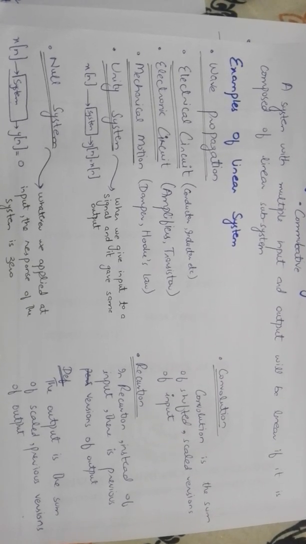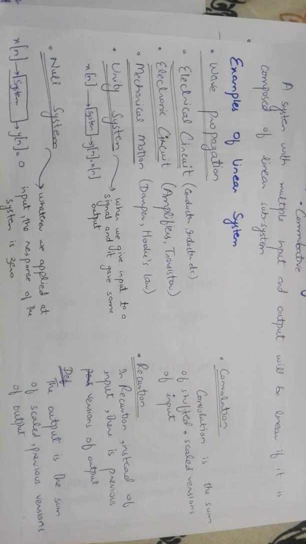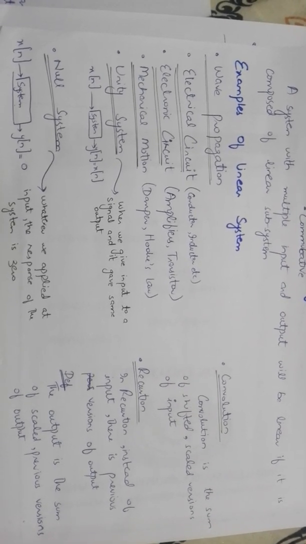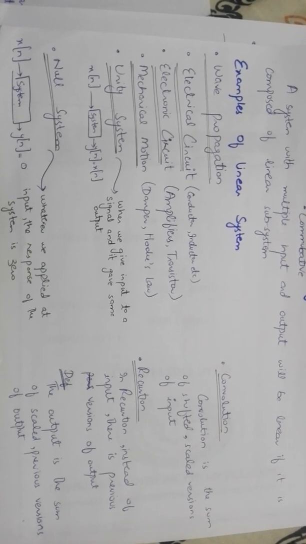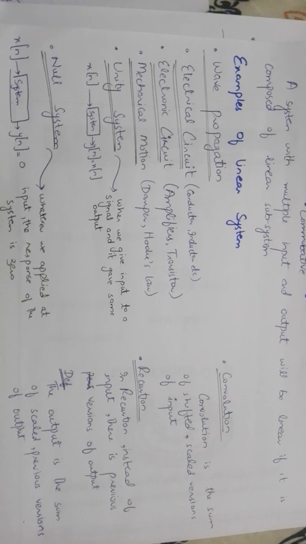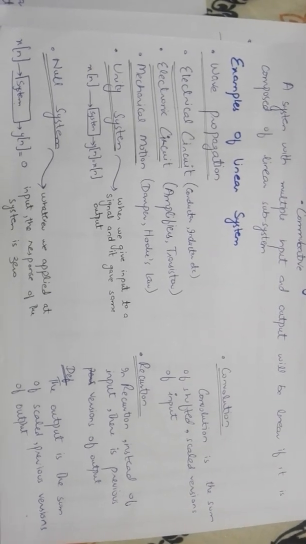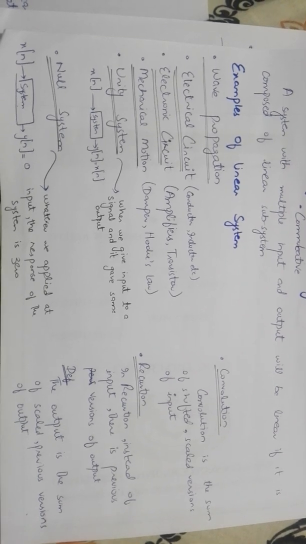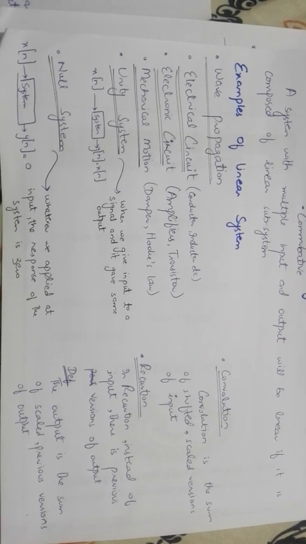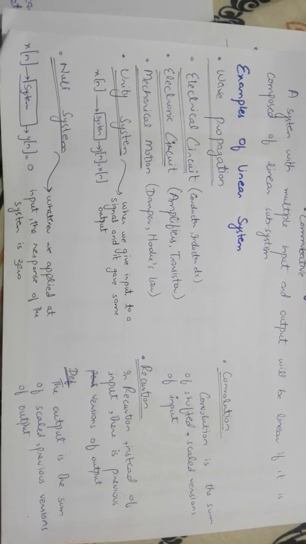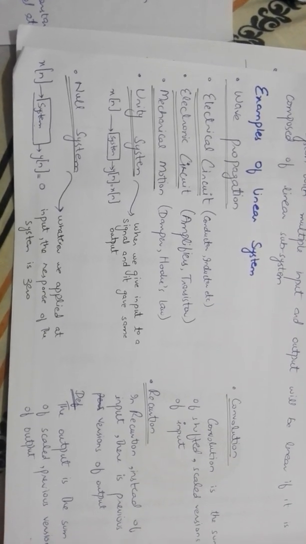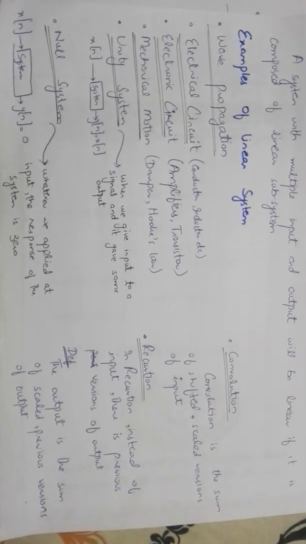When we give an input to a system and it gives the same output, meaning there is no change whether we put the signal into the system or not, then it is called a unity system. Next, the null system. What is a null system? Whatever is applied at the input, the response of the system is 0, meaning a 0 signal is obtained. X of n is applied to the system, then y of n is equal to 0.